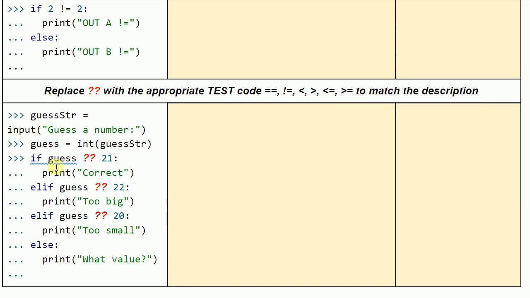This section, try and replace the question marks so that when someone guesses a number, you're checking whether or not it's 21, 22 or 20. The target is number 21. So what test do we put in here? And notice test for equals is 2 equal signs.